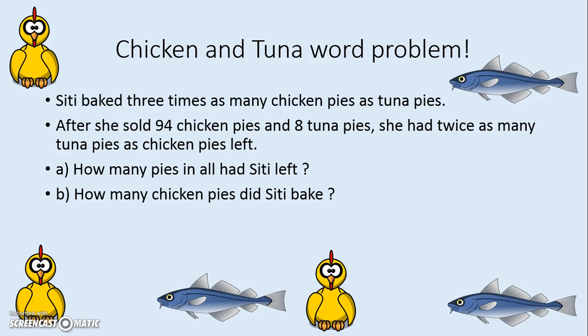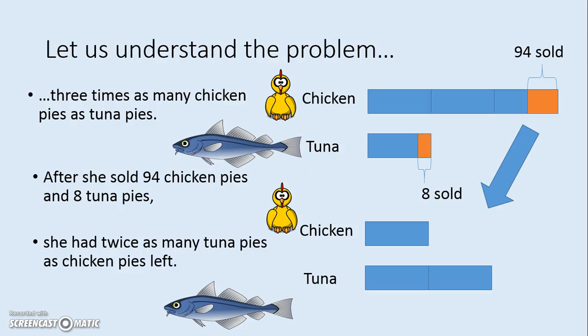The word problem: Siti baked 3 times as many chicken pies as tuna pies. After she sold 94 chicken pies and 8 tuna pies, she had twice as many tuna pies as chicken pies left. How many pies in all had Siti left? How many chicken pies did Siti bake?